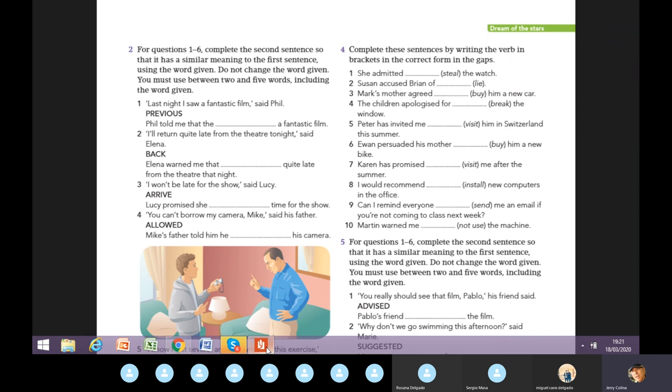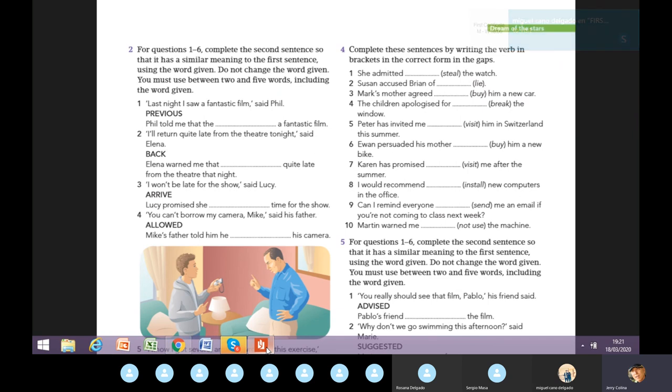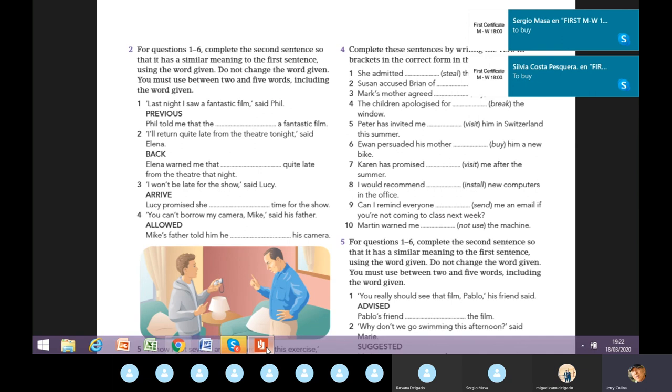Five, Peter has invited me visiting or to visit? Yes, to visit. Very good. So invite to, to visit. Excellent. Now, in number six, Ivan persuaded his mother buying or to buy? To buy is the correct answer here in number six.